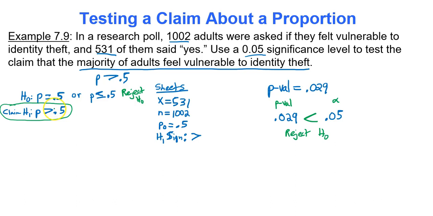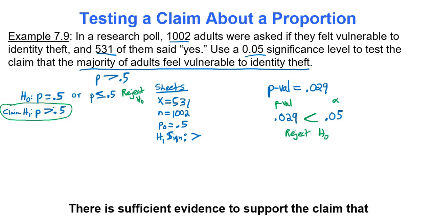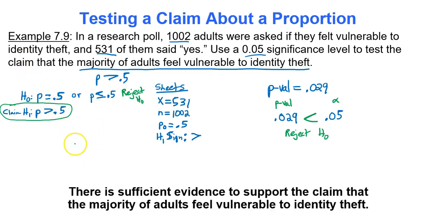So we rejected the null hypothesis, and our claim is the alternative, meaning it does not contain equality. So our statement is as follows. There is sufficient evidence to support the claim that the majority of adults feel vulnerable to identity theft.